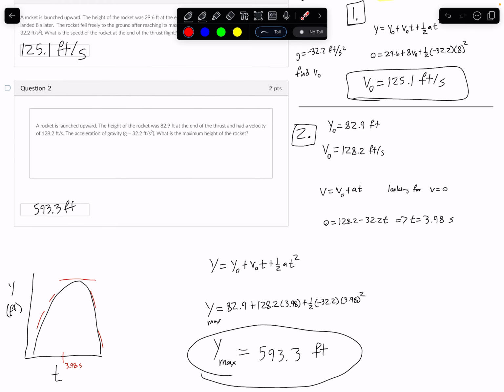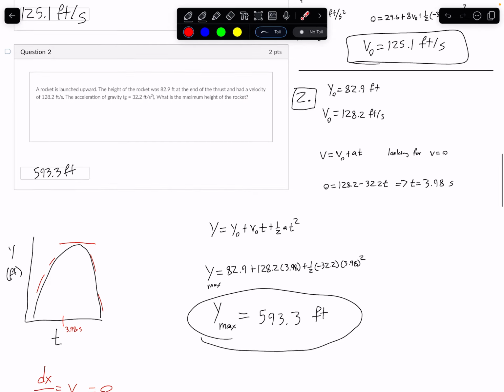Question number 2, same as up top, just different numbers. Rocket is launched upward, height is 82.9 feet when the thrust cuts out, so we have our y0 again, our initial y, and then we also know it has a velocity of 128.2 feet per second. And then, of course, we have gravity as well. That's a constant. So we're just looking for the maximum height of the rocket.